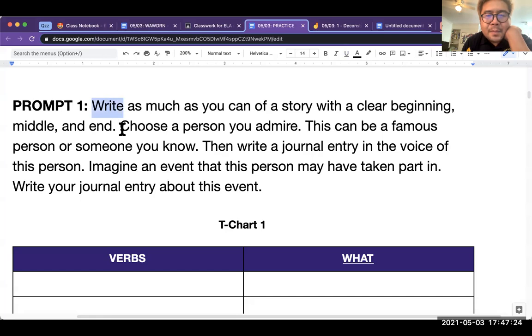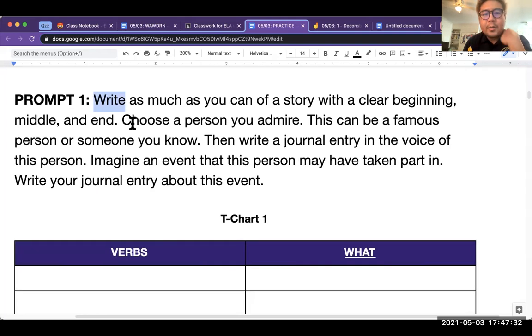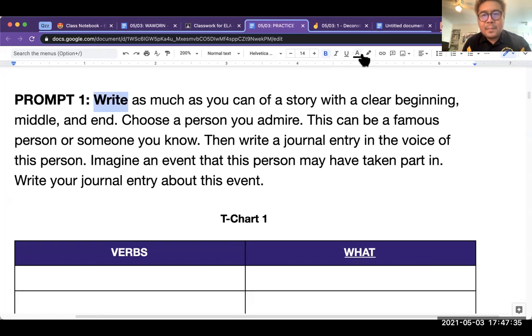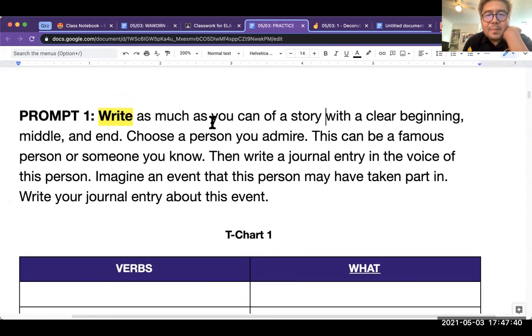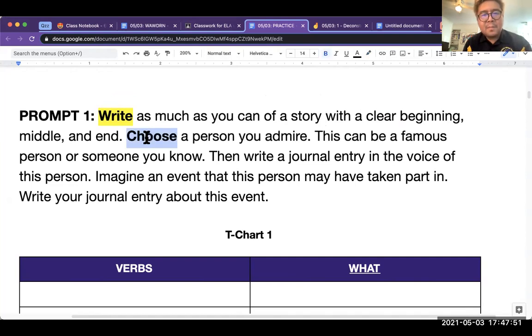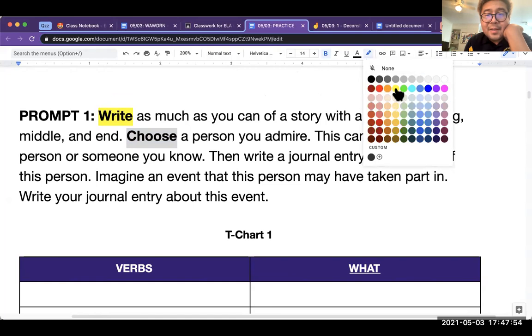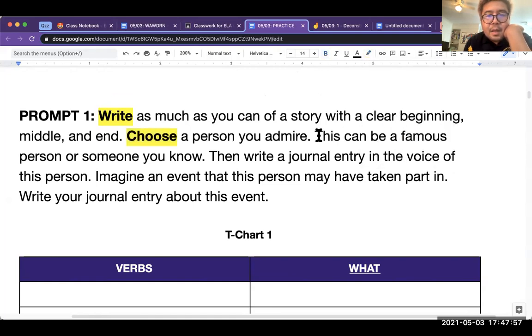Anything that I highlight in yellow is going to be a verb. The first verb that I see here is the verb to write, so I circle it, or in this case, turn it yellow. Write as much of a story, and so on. I don't see any verbs in the rest of the sentence, so I go to the next sentence. Choose a person you admire. Choose is a verb. Why is it a verb? It's a verb because it's telling me to do something. It's telling me to choose. This can be a famous person or someone you know. No verbs there. Next sentence.